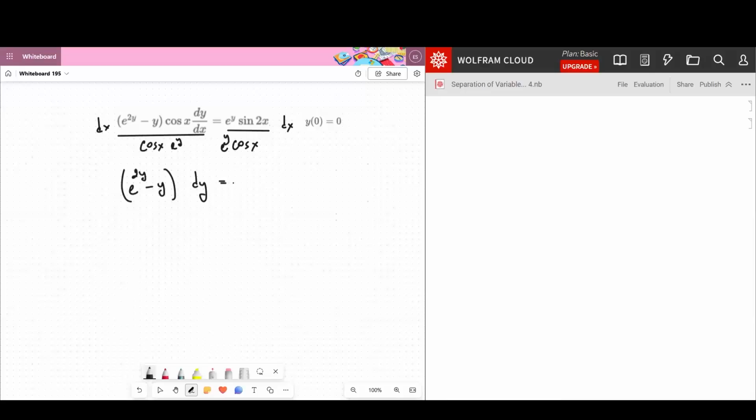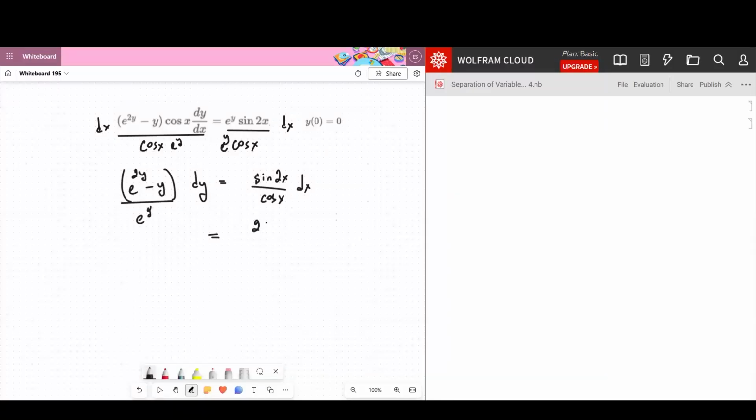So that way we'll have sine of 2x over cosine x dx. So I think the separation is ready, and we can start integrating both sides here. I see, I forgot the e to the y on the left side. I see. So to integrate the right side, it would help to remember the double angle identity for sine.